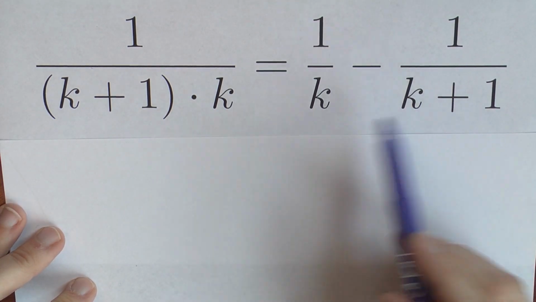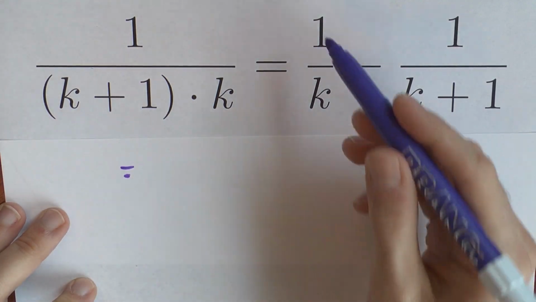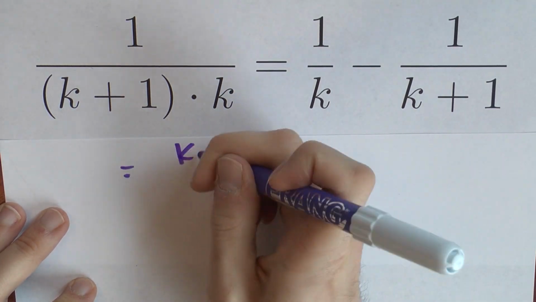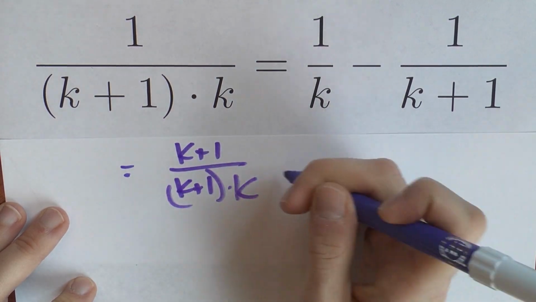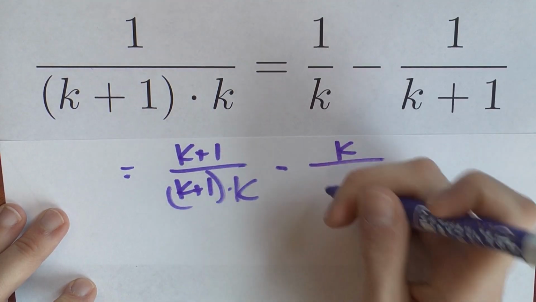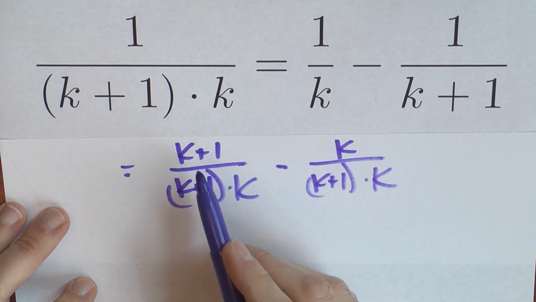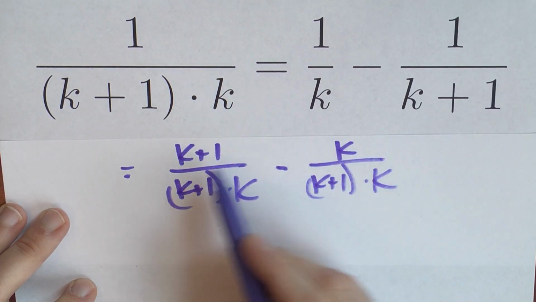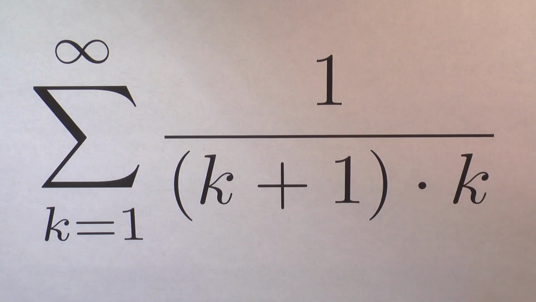I can write these over a common denominator of k plus 1 times k. That means that 1 over k is k plus 1 over k plus 1 times k. And 1 over k plus 1 is k over k plus 1 times k. So now I've got k plus 1 minus k in the numerator, and that's just 1. Why is that helpful? It'll take us a little while to see how that algebra fact helps.